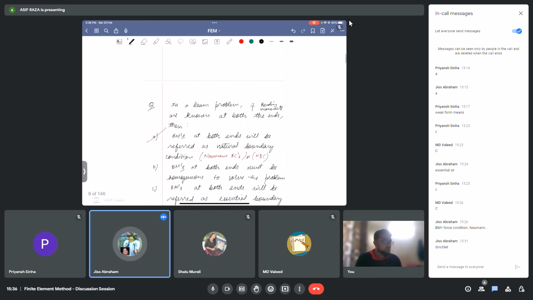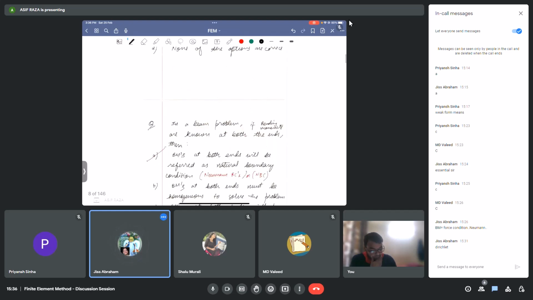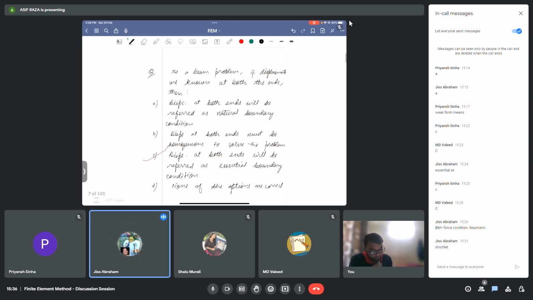I have a doubt. The second option is pertaining to a homogeneous condition, right? So will that depend on the method adopted? See, the option is that displacements at both ends must be homogeneous to solve the problem.